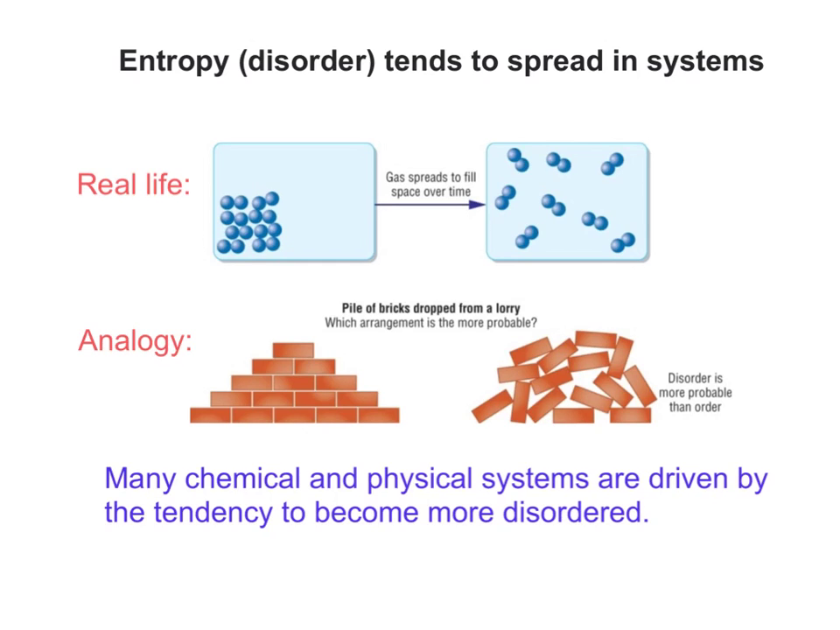If you imagine, for example, a lorry carrying a payload of bricks, and for some reason the bricks drop off the back of the lorry, they're not going to land in an ordered fashion, they're more likely to land in a random pile. So it's important to recognise and accept that many chemical and physical systems are driven by the tendency to become more disordered.